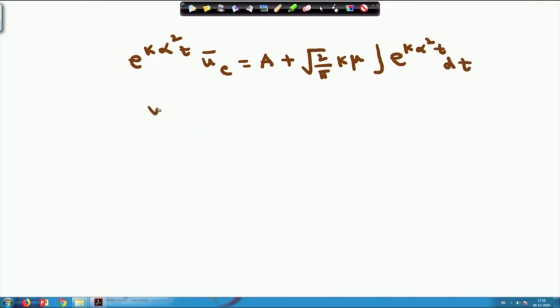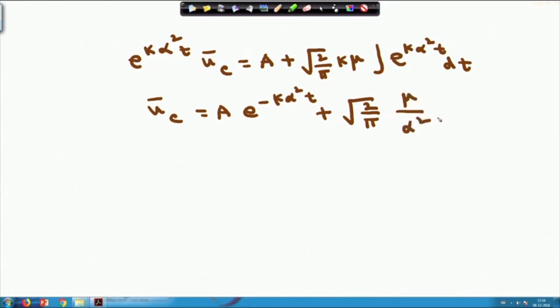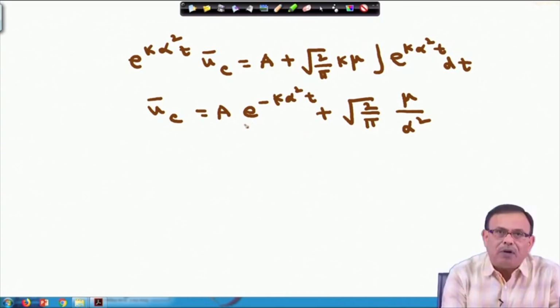And if I simplify it, I will obtain u bar c equals a e power minus k alpha square t plus root over 2 by pi into mu by alpha square. So, I am getting this from here. So, now what is there? Basically I obtained u bar c. Now, I have to find out the value of the constant of integration a.